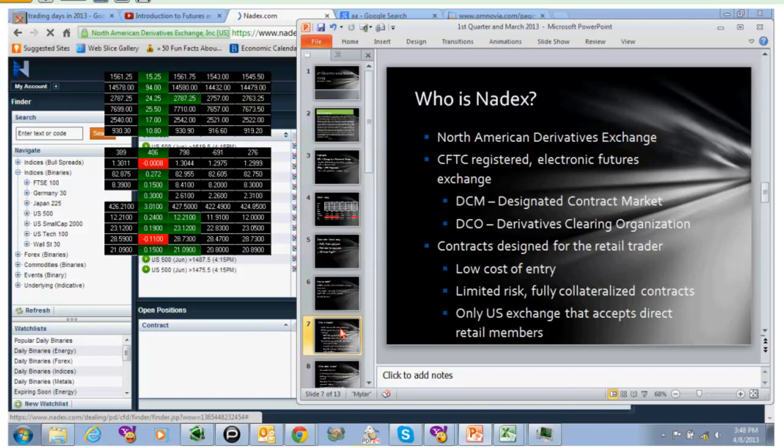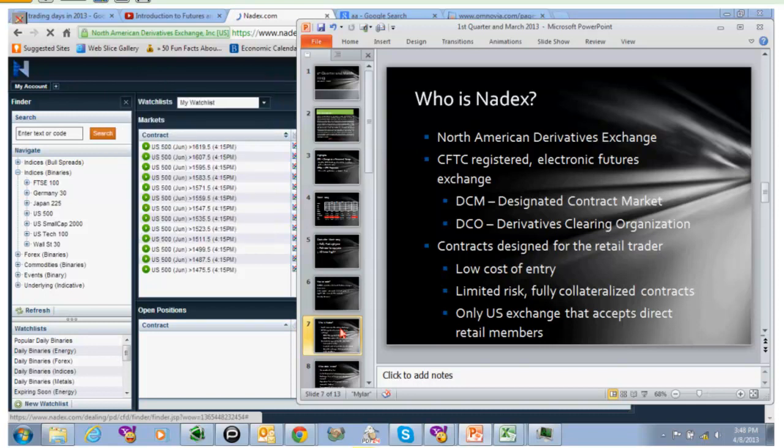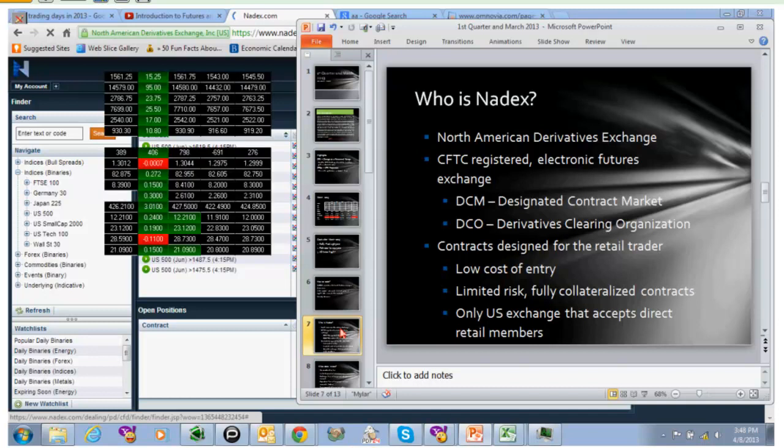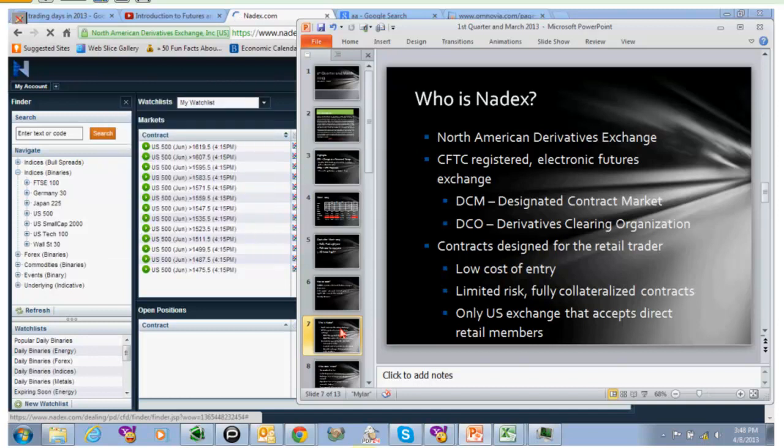North American Derivatives Exchange, a CFTC registered electronic futures exchange, DCM, designated contract market, DCO, derivatives clearing organization. Contracts are designed for the retail trader. This is not really, but trust me, the big guys are out there using this. So we still get to trade with them. We just don't have to put up the type of money that you would for a full futures contract or getting involved in an optionable position in stocks, which means you have to have 100 shares. So we can get into Nadex at a much lower price point.